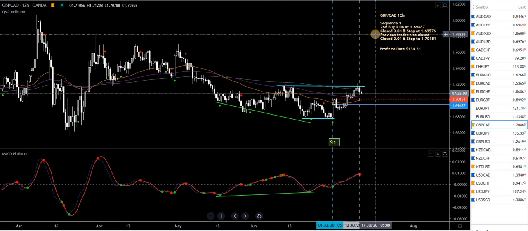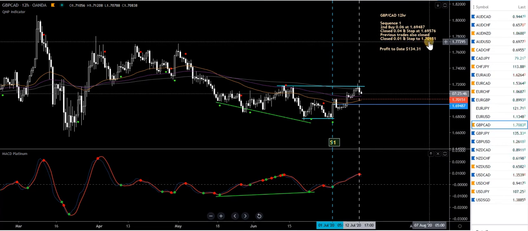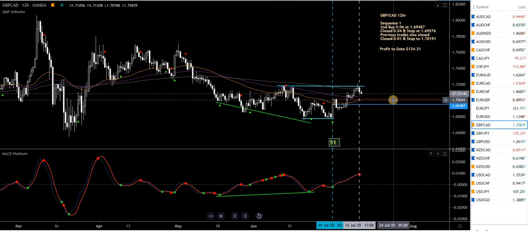So I still had 0.02 buy left on. So I closed another 0.01, gave me a profit of $15.56. And I've moved my stop up to that level there, 1.70151. Just tightening things up because we're getting close to a reversal.